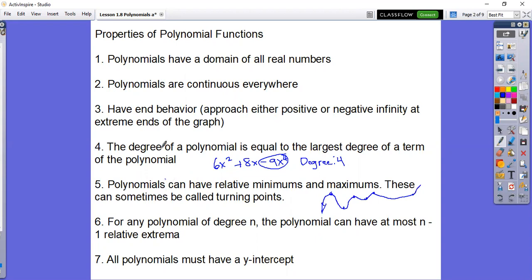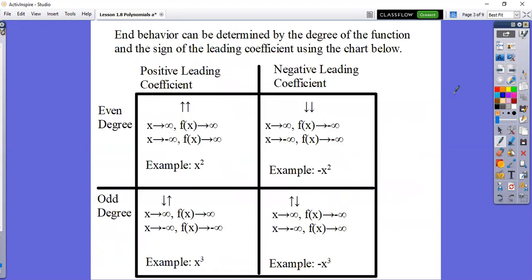So we mentioned end behavior here. They either approach positive, negative infinity, extreme ends. So we can use this table to determine the end behavior of a function. Basically what this is saying is if I have an even degree and a positive leading coefficient, my end behavior will be up. So to the left side, as x approaches negative infinity, I'll approach infinity. And to the right side, as x approaches infinity, my function will approach infinity. So an example of this is x squared, which is a parabola. It goes up on both ends of the graph.